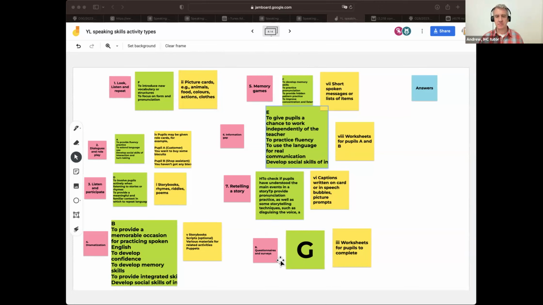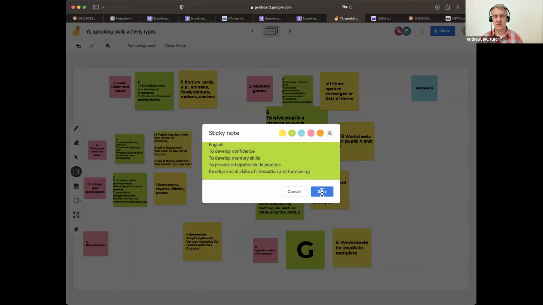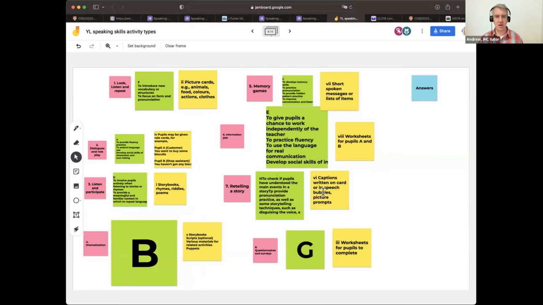Dramatization. This is to provide a memorable occasion for practicing spoken English. The purpose is to develop confidence, to develop memory skills, because they've got to try and remember the lines. And that also helps them to develop accuracy, because they have to be precise with their use of language. And it's also to provide integrated skills and develop social skills of interaction and turn taking as well.